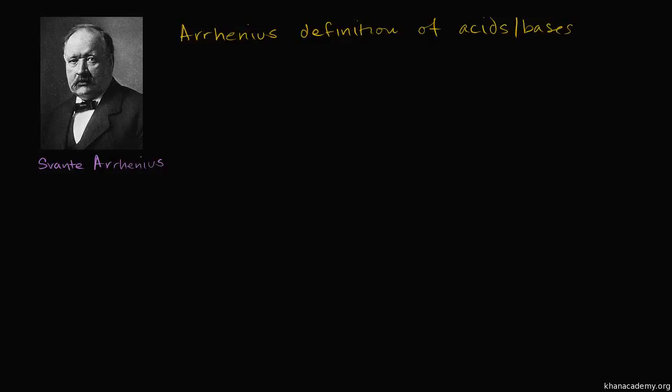The first, I guess you could say, modern conception of an acid and base comes from this gentleman right over here, Svante Arrhenius. And he was actually the third recipient of the Nobel Prize in Chemistry in 1903.